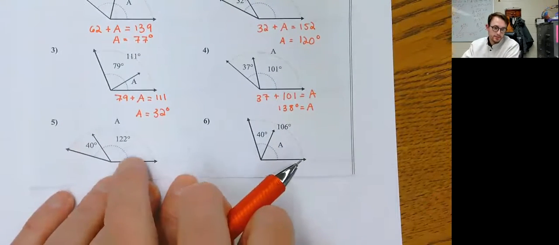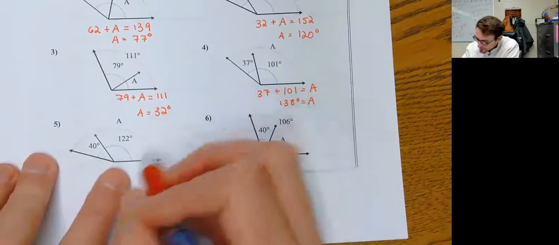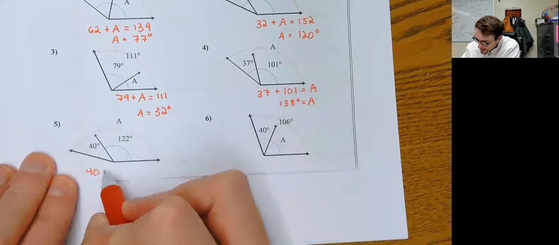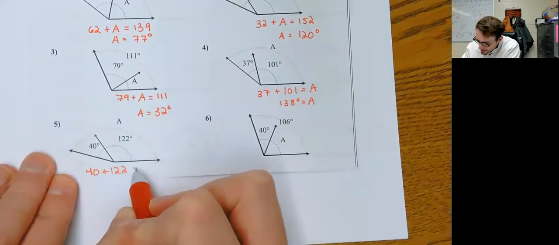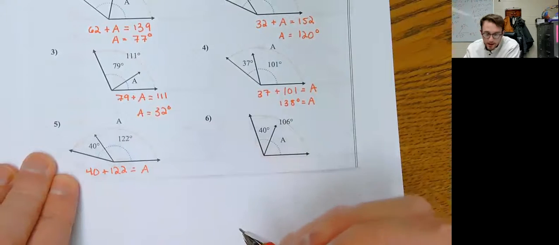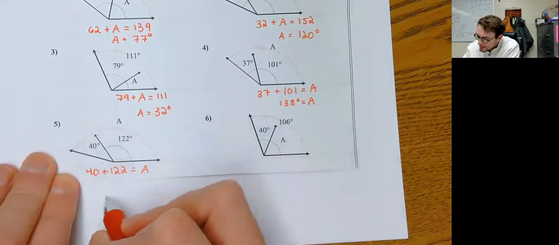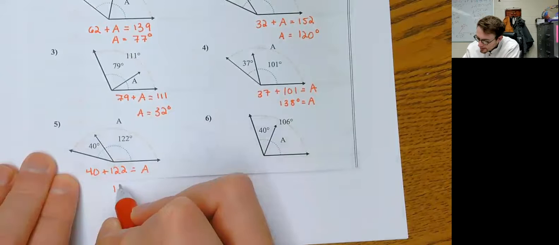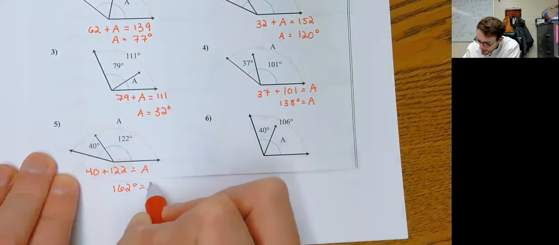Same thing for this one. We're going to get 40 plus 122 equals the big angle, which is A. Adding together, we get 162 degrees equals A.